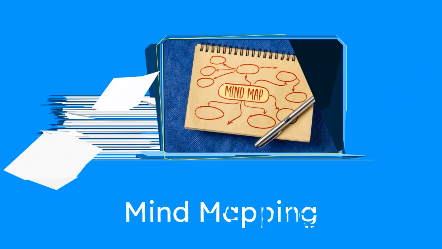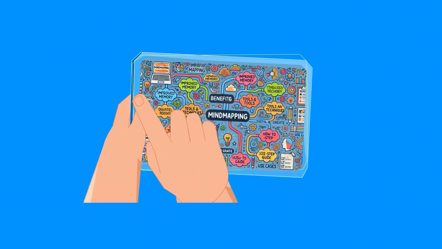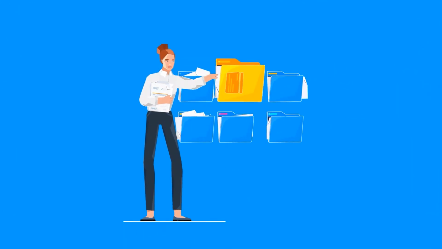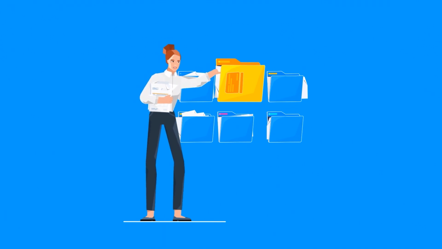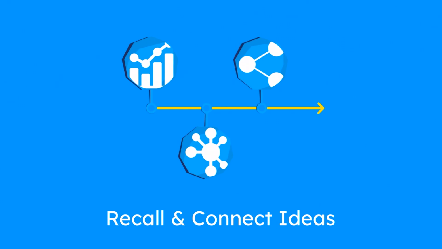Mind mapping. Mind mapping is a powerful technique that involves creating visual representations of information. By organizing data visually, you can better understand and retain complex concepts. Mind maps help you see the relationships between different pieces of information, making it easier to recall and connect ideas.